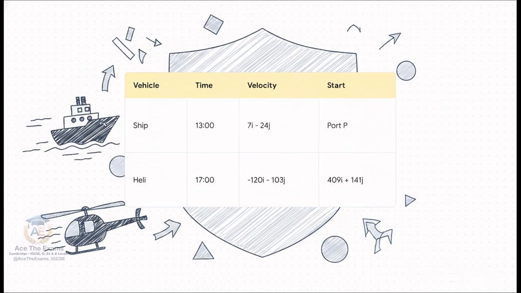We have a ship leaving port P at 1300 hours. 4 hours later, at 1700 hours, a helicopter scrambles from a distant base to intercept it. If you try to hold all these departure times, velocities, and starting positions in your head, you will absolutely crash. Organizing this raw data into a clear matrix, like the table you see here, is the only way to survive the calculation. The table is your shield against making silly, rushing mistakes.